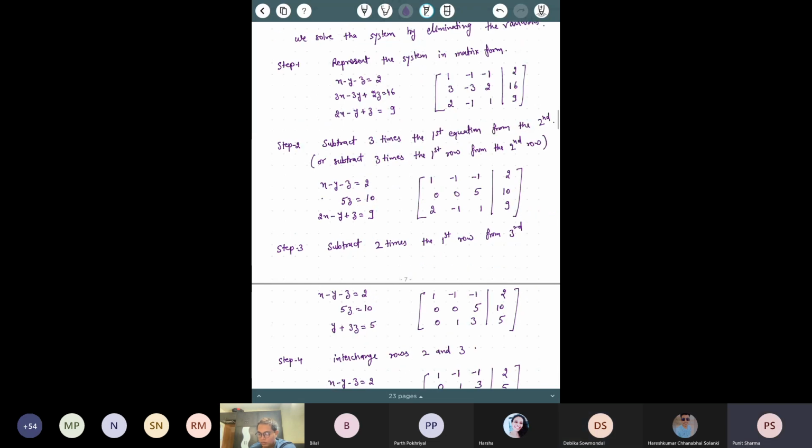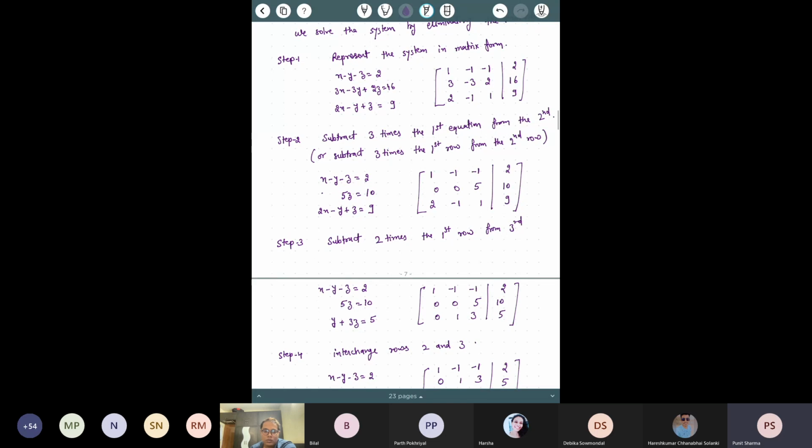Okay. So now you can see here from step 1 to step 2, what we did, we subtracted 3 times the first equation from the second one. But then you can observe that if I do it in this way, then whatever solution I have for this system here in step 1, the same would also be a solution of the second one.